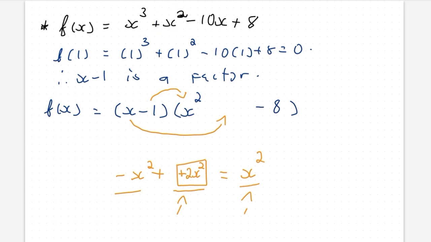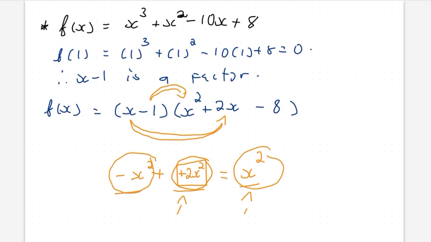And so that's why for the middle term here, I'm going to put plus 2x. Because when I put plus 2x, then x times positive 2x will give me the positive 2x squared. Minus 1 times x squared will give me the minus x squared. And together, these are going to give me the middle term of x squared over there. Everything else is actually going to work itself out.